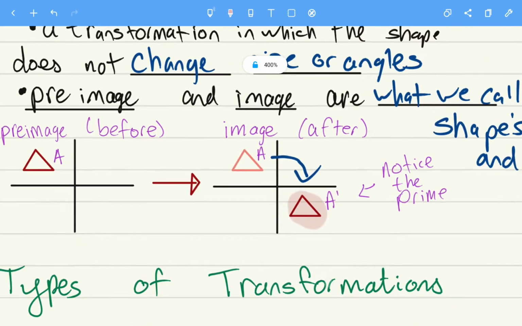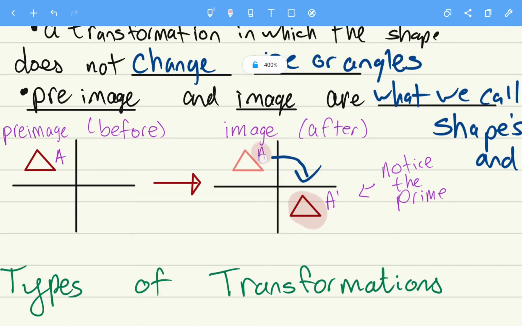Notice the slight difference in how we label it. The pre-image has just A. So we just use a variable, typically a capital letter, to denote the pre-image. And then we add an apostrophe or prime to the letter to tell us that's the image after the transformation.